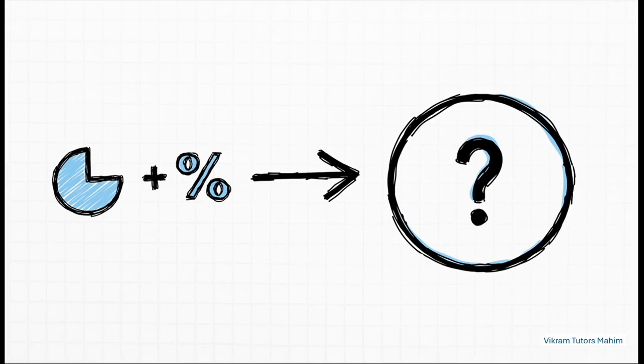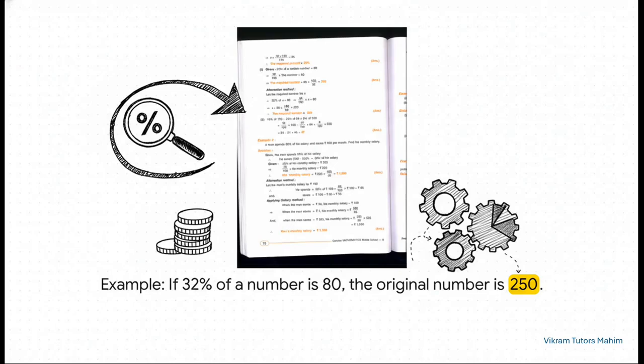But what if the tables are turned? What if you already know the percentage and you know what that percentage is worth, but you need to figure out what the original total was? Now this is interesting because all we have to do is kind of work backwards. If we know that 32% of some mystery number equals 80, we can find that number by taking 80 and multiplying it by, you guessed it, a flipped version of our fraction, 100 over 32. And that gives us the original number we were looking for, 250.